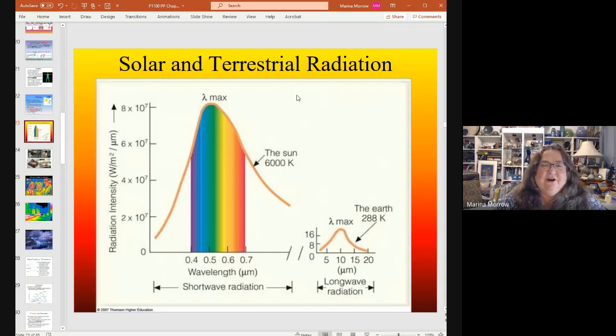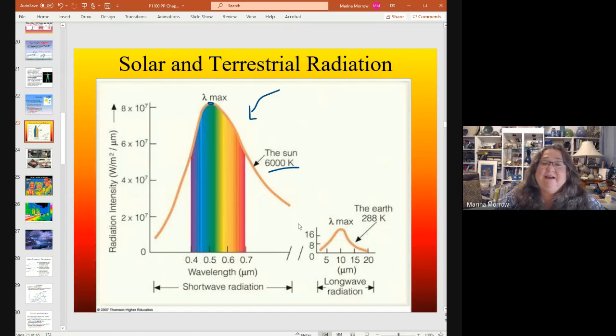Here's some charts showing the sun's radiation. So the sun is 6,000 kelvins, and it peaks actually kind of in the yellow greens or the greens, but it has all the colors of light that we expect. So violet, blue, green, yellow, orange, and red. All together, then that makes it look white, or maybe a little bit yellowish. But yes, it's pretty much white light that comes to us from the sun.